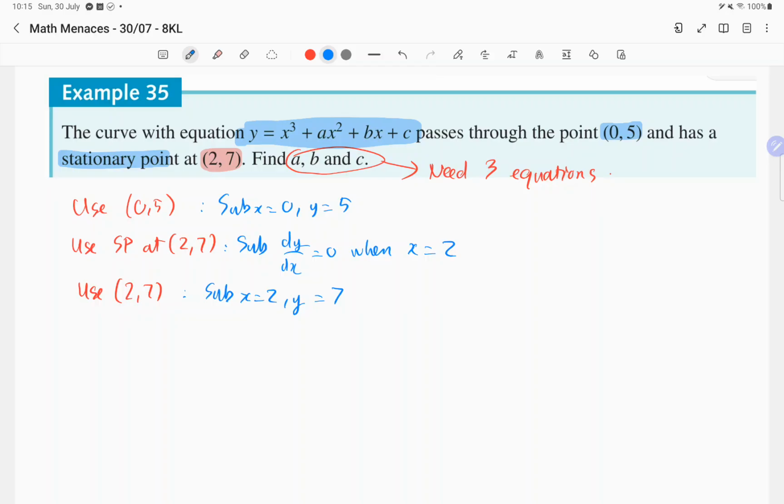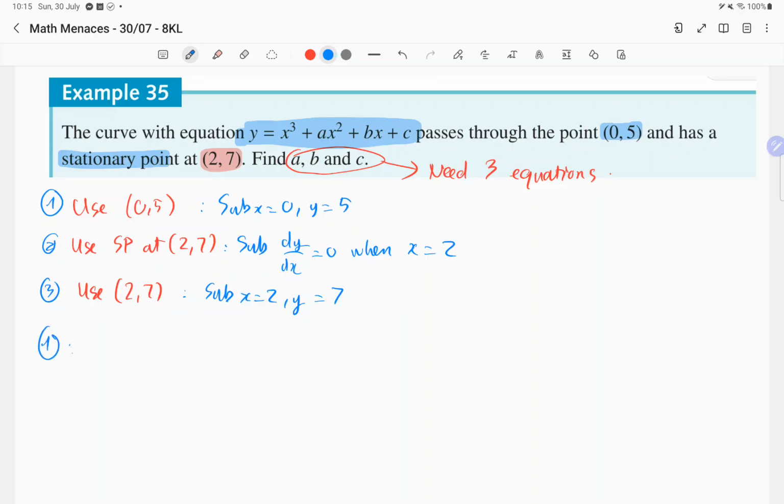Sometimes, like in this question here, one of them you will be able to find an answer straight away. But in harder questions, you may not be able to find one of the variables straight away. You need to use simultaneous equations. Okay, so number 1 here. So step 1, step 2, and step 3.